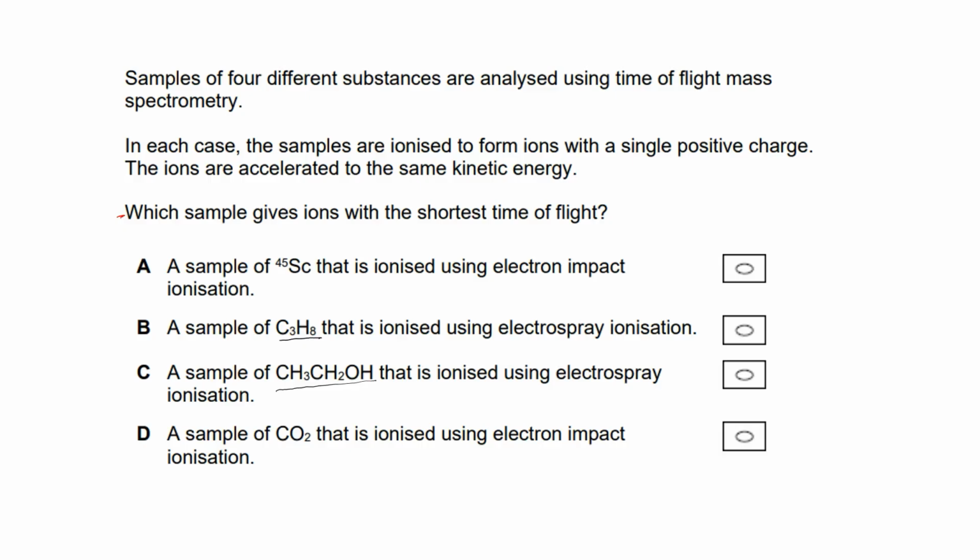This is scandium 45, and this is a sample of propane. What is the mass of propane? Let's look at the mass of propane. This is C3H8: 12 times 3 plus 8. 12 times 3 is 36, and 36 plus 8 is 44.